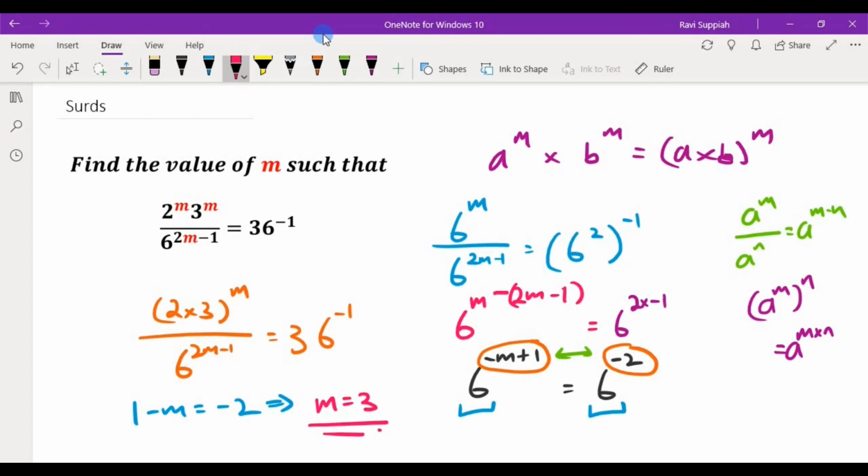So as you can see, we have applied a few different rules of indices in order to arrive at our final answer. I hope that this question has given you a good recap of these indices rules that you have learned in class.